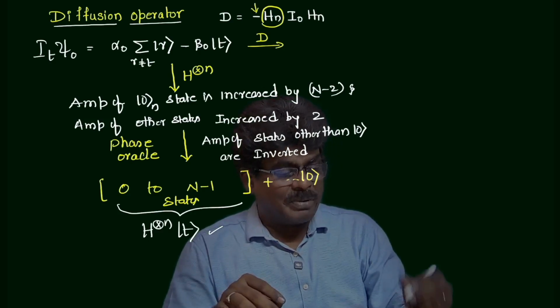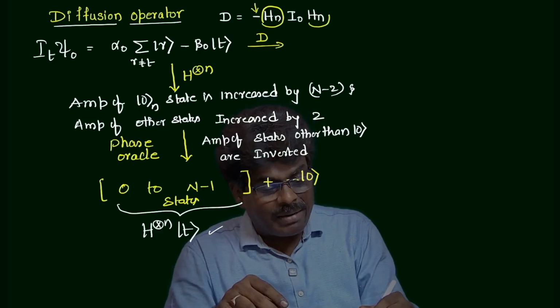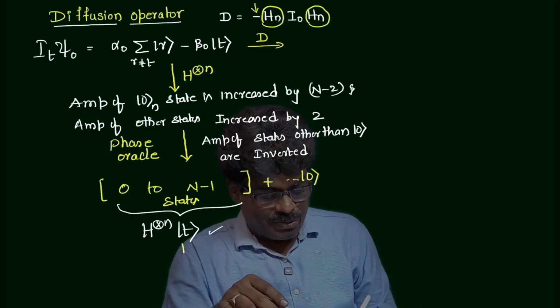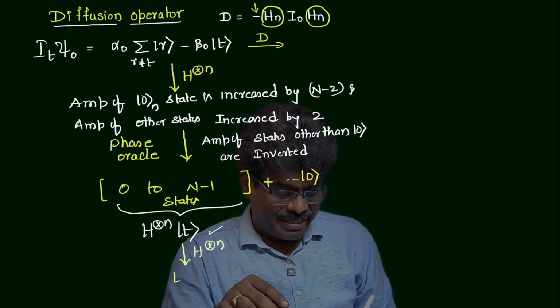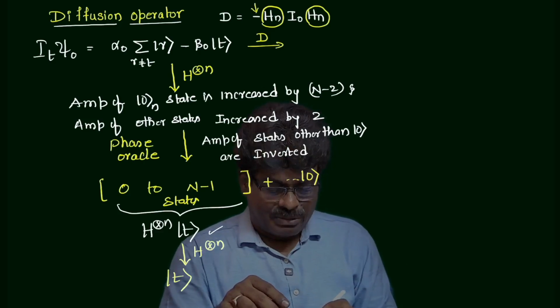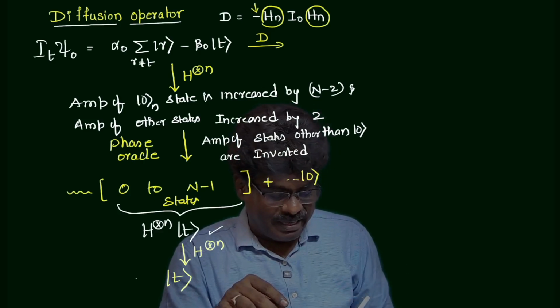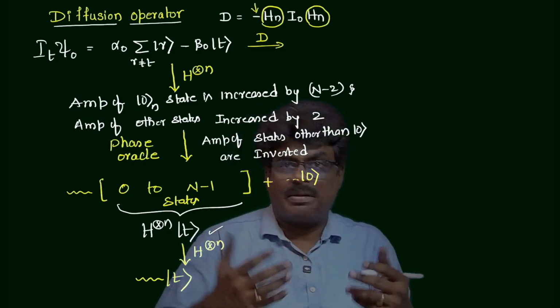Then I hope now you understand. Again, one more Hadamard operation is there. Once you operate one more Hadamard, what you will get is a target state. Here some amplitude will be there, and here you will get some amplitude, that too a higher amplitude.